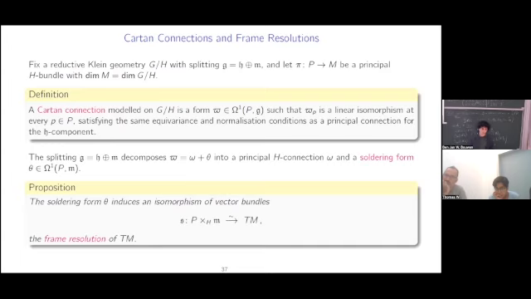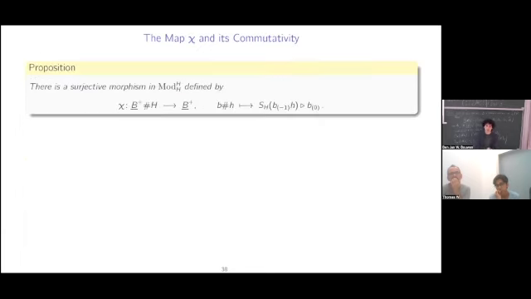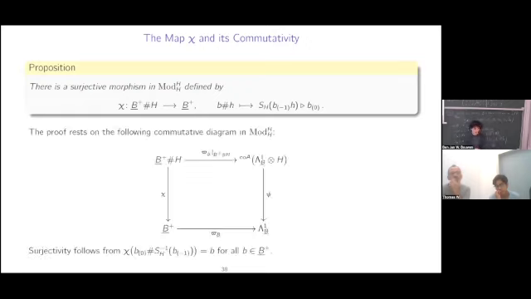So we have a proposition telling us that the soldering form theta is going to induce an isomorphism of vector bundles between this associated vector bundle and the tangent bundle over the base manifold M. And this isomorphism is known as the frame resolution of the tangent bundle. So now I'm going to argue that we have something very similar at the level of our model. So we have a surjective morphism in the category of right H-covariant H-modules defined by this assignation. And the proof that this works is basically coming from the commutativity of this diagram. So in particular, this map chi is actually defined by this.